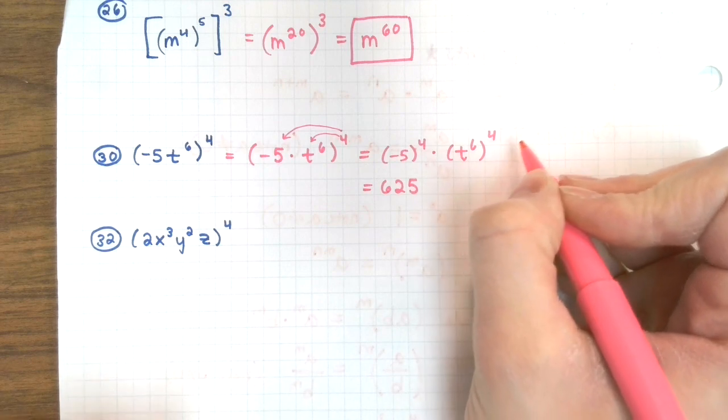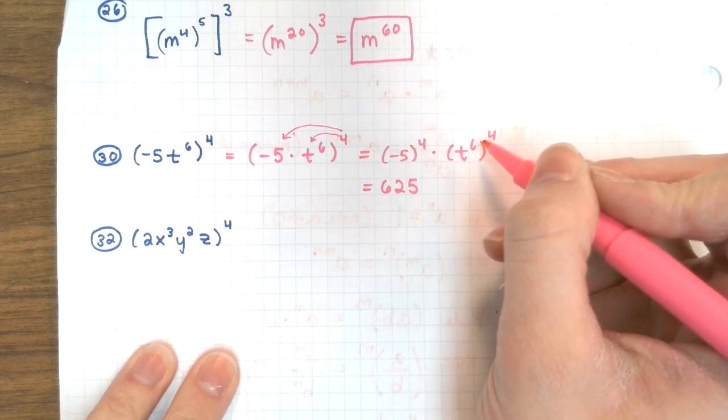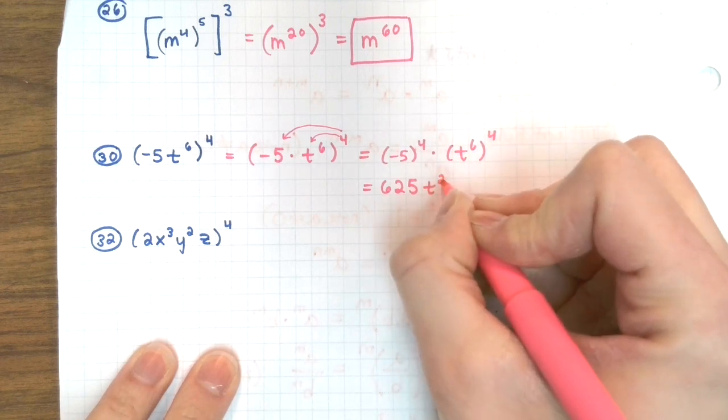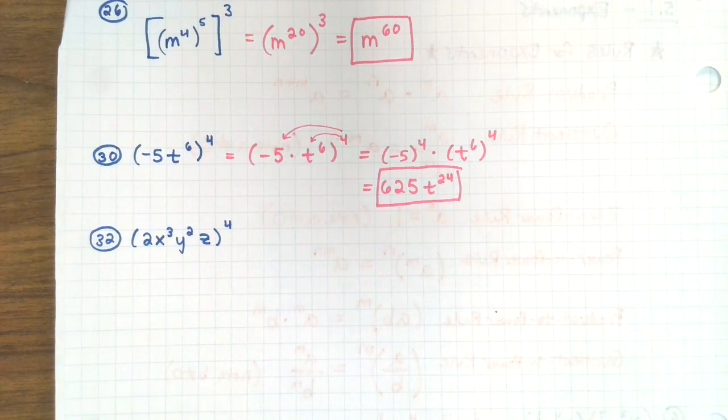T to the 6th to the 4th, again, the power-to-power rule tells me that we're going to multiply those exponents. So this is going to be t to the 24th. And that's our simplified expression.